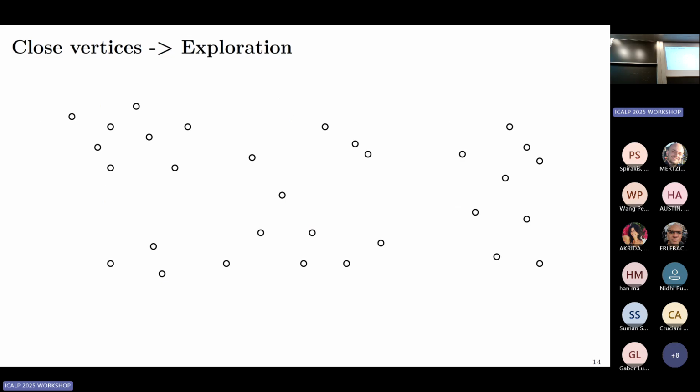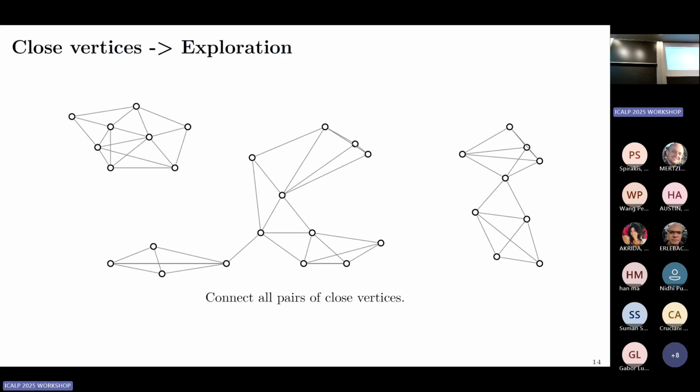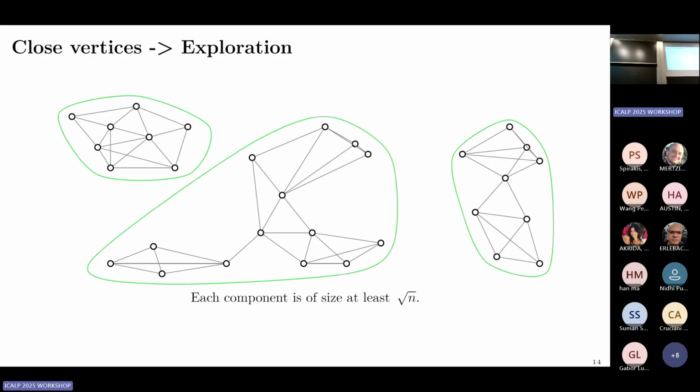So first of all, how do we use this? We take this set of vertices, and now we connect all the vertices that are close. And as we know from before, every vertex has at least square root n close vertices. So if I draw the components that result from this, then every component has size at least square root n, because every vertex has degree at least square root n. Which also means that there are at most square root n of those components.